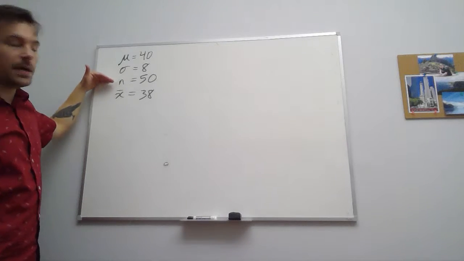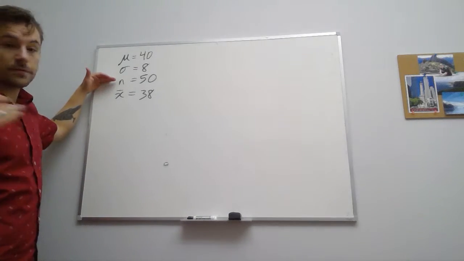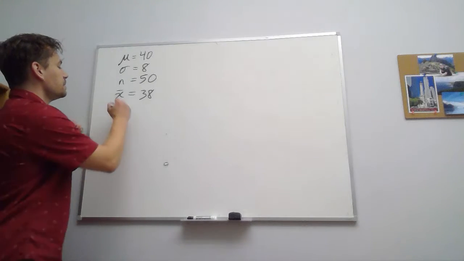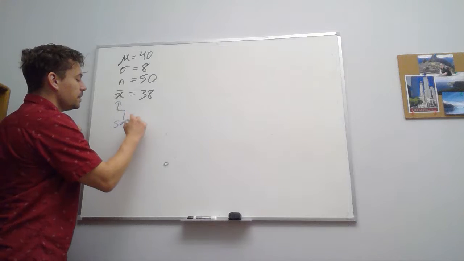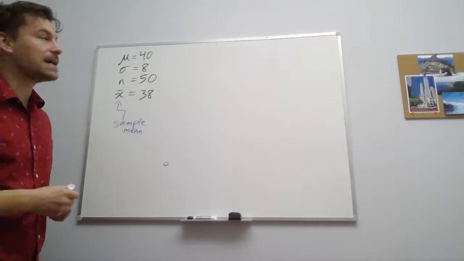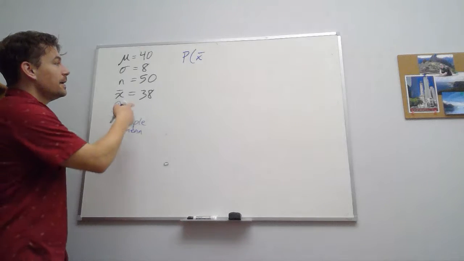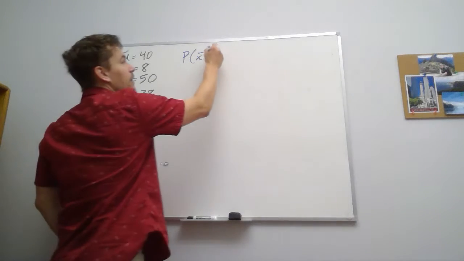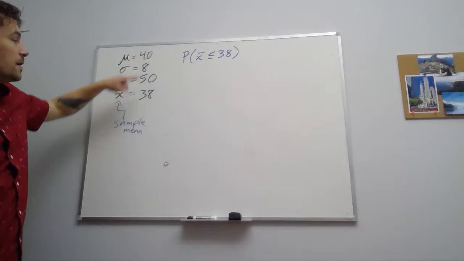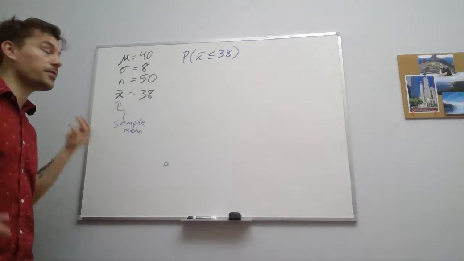And once we take that sample of 50, whatever it might be, maybe we're talking to 50 people or measuring 50 items, we end up with a sample mean, x bar, right? So x bar is from our sample. So sample mean is 38. And basically a question we could ask is, what's the probability of getting a sample mean that is less than or equal to 38, basically saying, okay, we're below the mean. What are the odds of being this far below or even farther?